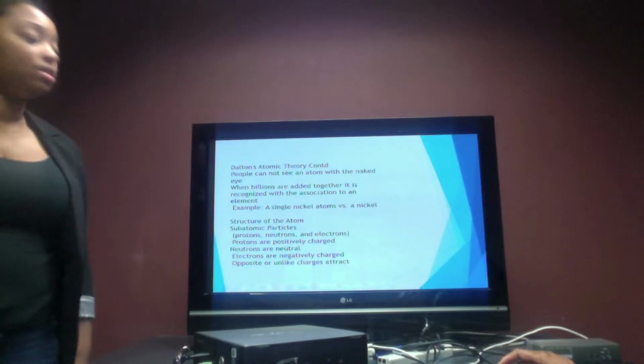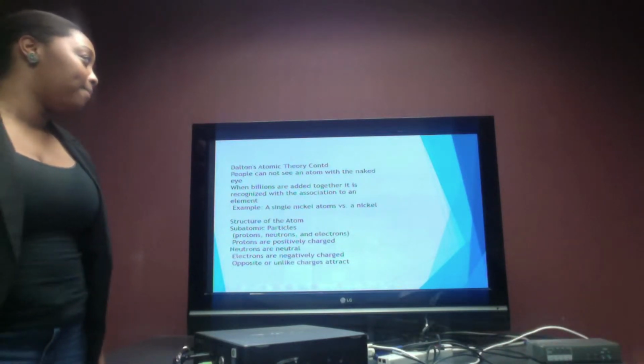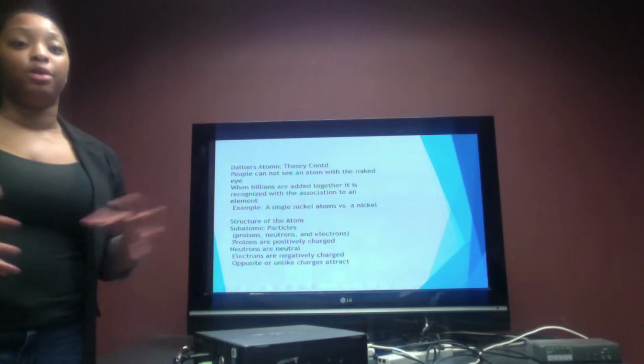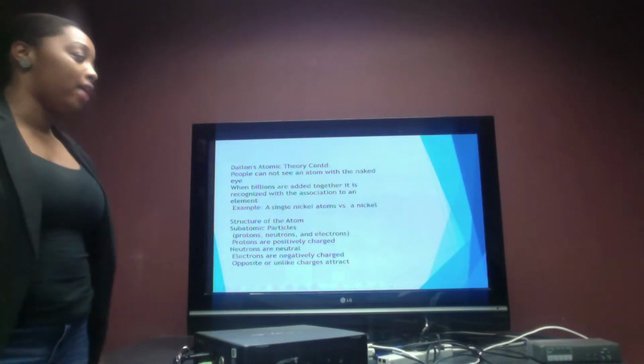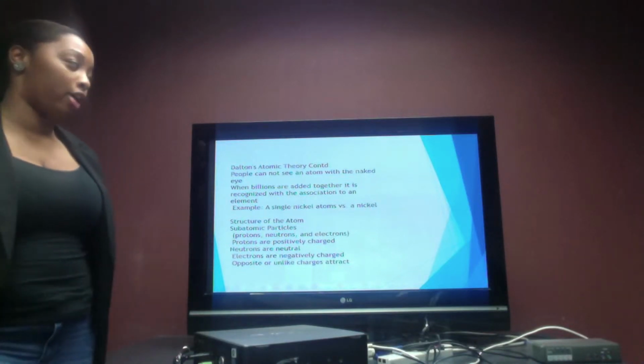Continuing on with Dalton's atomic theory, people cannot see the atom with the naked eye. However, they can see them when billions of atoms are combined together. As an example, a single nickel atom versus a nickel, which we use for currency.